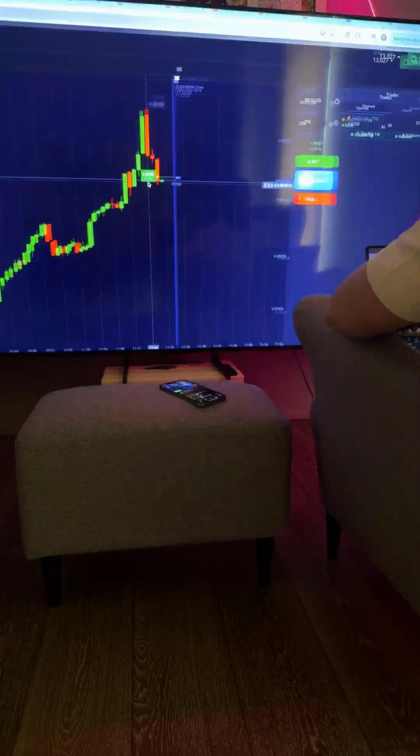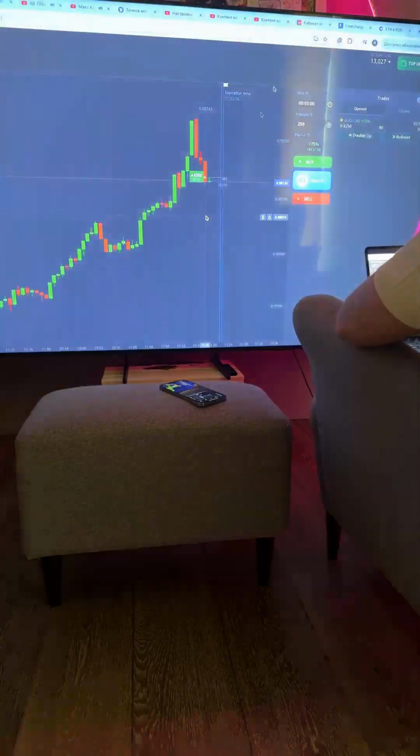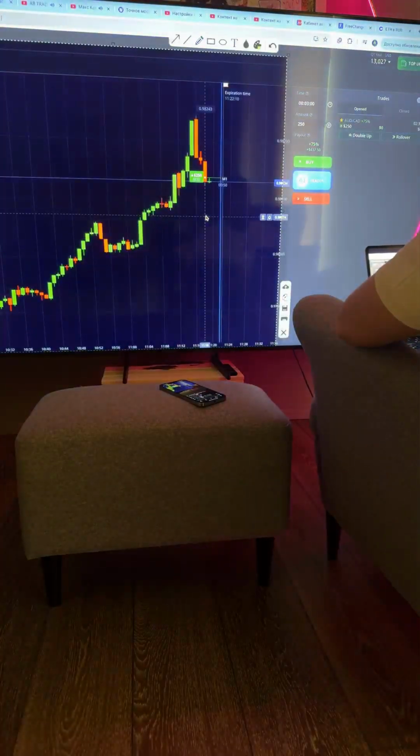I entered right here, but because of the delay, you most likely entered lower. So if I end up with a profit, you'll have an even bigger advantage, which is good. Let's keep monitoring.